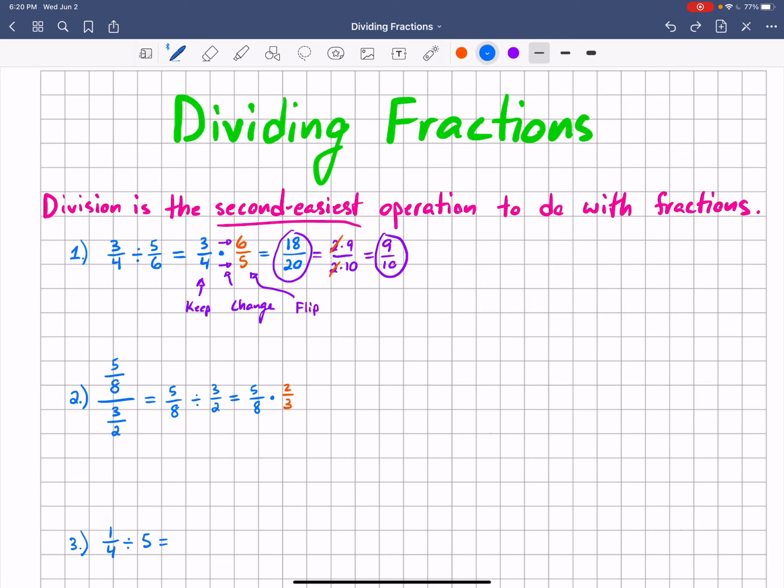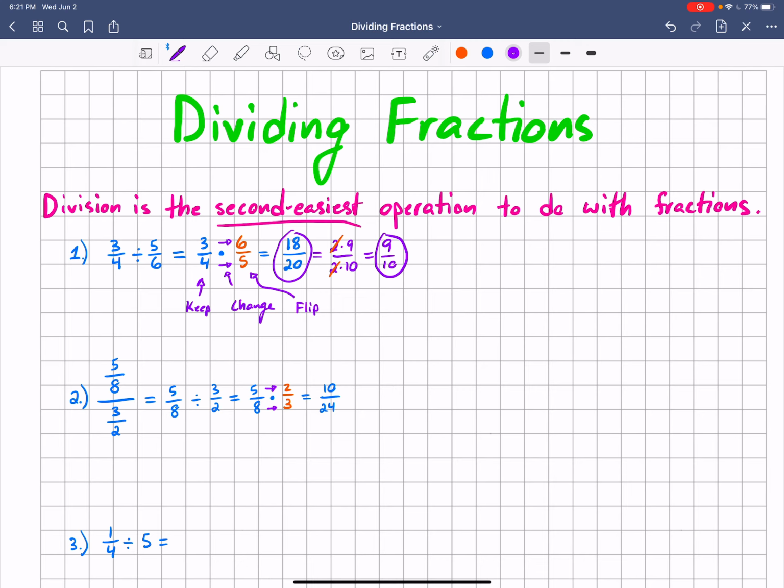So now we're back to the easiest thing we could do with fractions, which is multiplication. And just multiply straight across. 5 times 2 is 10, and 8 times 3 is 24. Now, just like before, this is not the simplest form of this fraction, so I will show you quickly how to get to the simplest form.